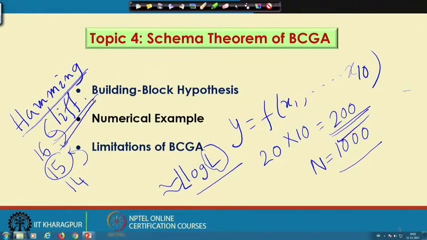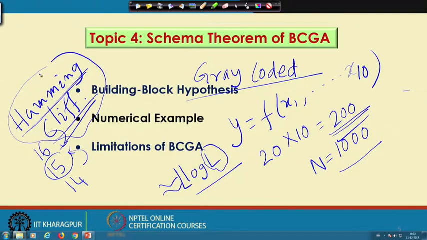So, this Hamming cliff problem of the binary coded GA is not desirable, and to solve it we take the help of another type of GA, that is called the gray coded GA. This gray coded GA is going to help us remove the Hamming cliff problem of the binary coded GA.